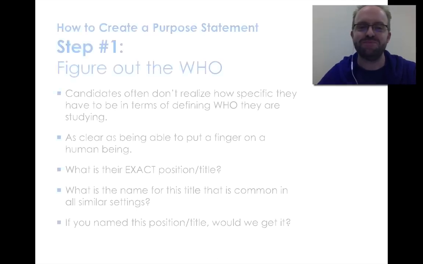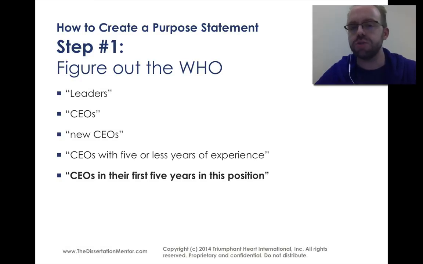So here's an example. Most candidates might start out by saying, I want to understand leaders. And what I'll often say to a candidate is, great, well, what type of leaders? And they'll say, well, CEOs. I really want to understand CEOs. And I say, okay, well, there's a lot of CEOs in the world, probably hundreds of thousands of CEOs. What type of CEOs? And they scratch their head and they might say, well, new ones. I want to know stuff about new ones, because they've been doing a lot of reading maybe recently.